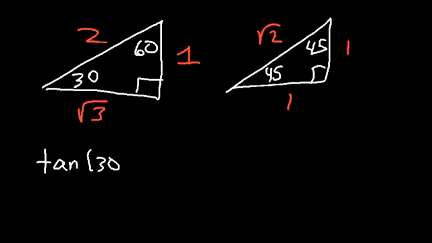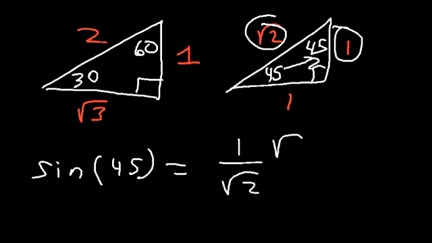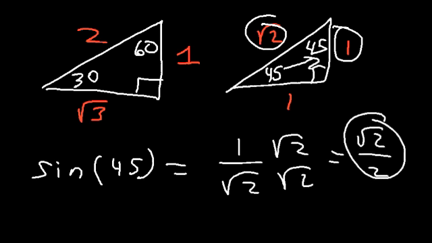Now let's use the 45, 45, 90 triangle. Let's say we want to evaluate sine 45. That's going to be opposite divided by the hypotenuse. So 1 over root 2. And if you multiply the top and bottom by root 2, it's going to be root 2 over 2. So that's where you can get these values from if you know these two triangles and if you know how to apply them.